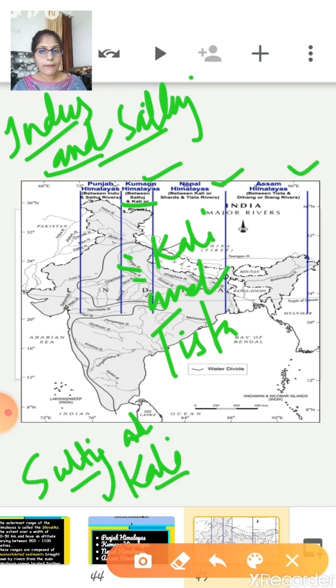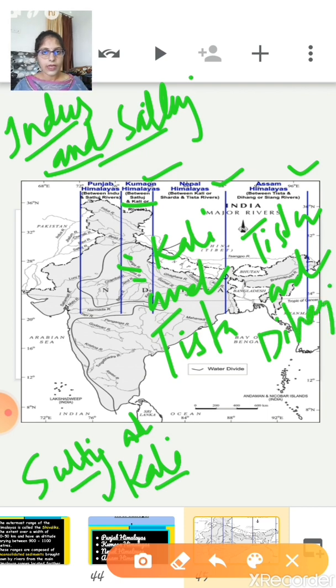Now the last one is the Assam Himalayas. Assam Himalayas is the part of the Himalayas lying between the Tista river and the Dihang, right? So basically this division is based on region.